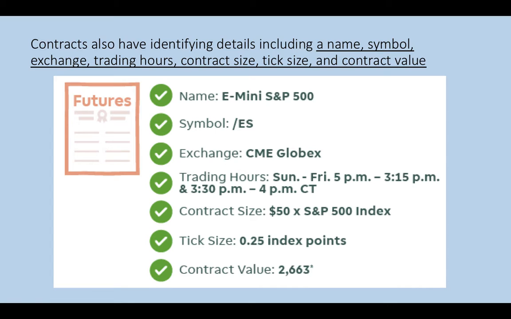The contracts also have identified details, including the name, symbol, exchange, trade hours, contract size, tick size, or contract value. So this is what's on the futures contract. This is the E-mini S&P 500, provided by TD Ameritrade. You can see the symbol is ES, it's on the CME Globex, and then the contract size is this.